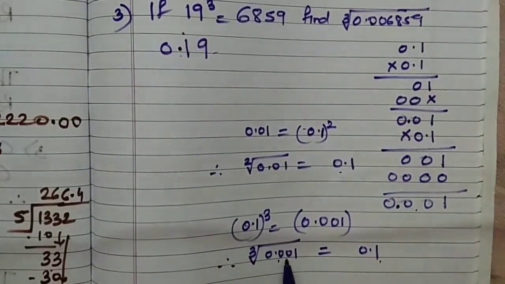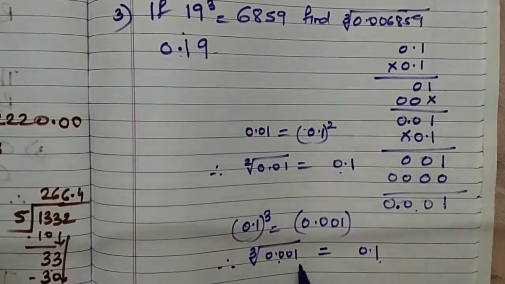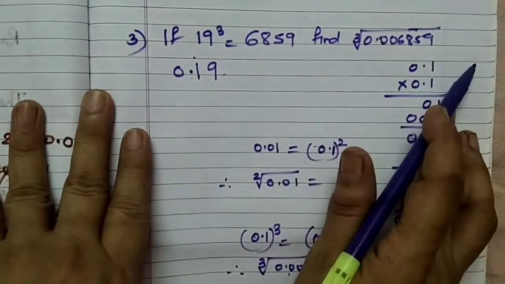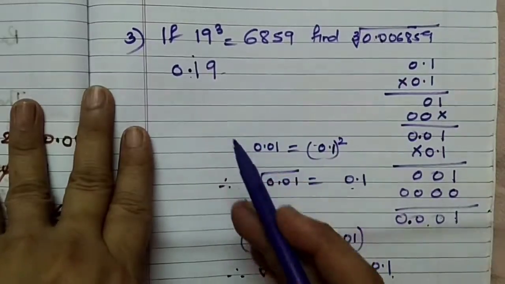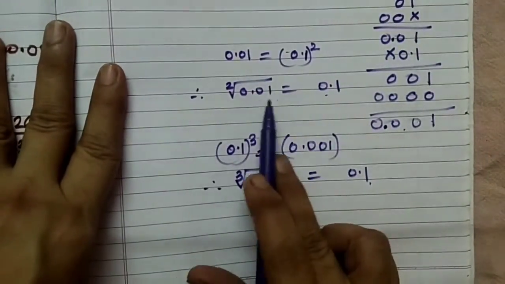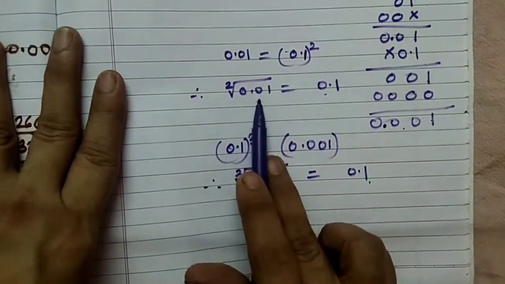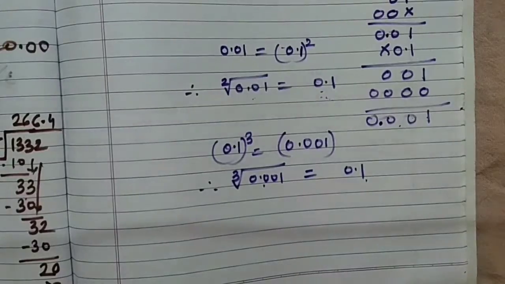If there are 3 numbers after the point, then in the cube root there will be 1 number. If there are 6 numbers after the point, there will be 2 numbers. If there are 9 numbers after the point, there will be 3 numbers. So 3 is to 1 is the ratio, whereas in the square root case it is 2 is to 1. So if there are 4 numbers after the point, in the answer there will be 2 numbers after the point. So this is very important.